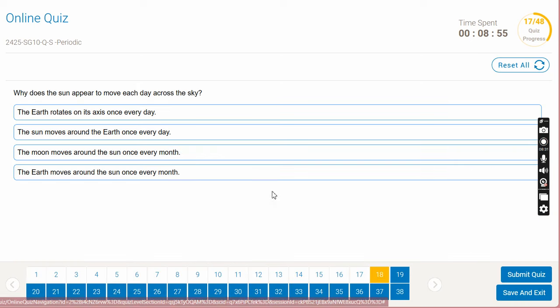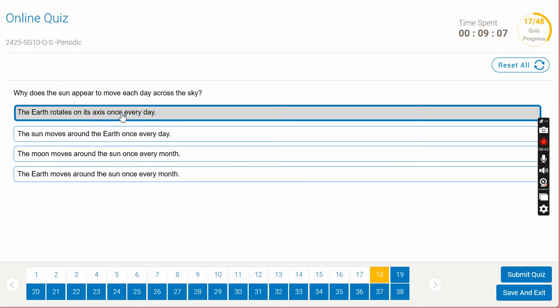Why does the sun appear to move each day across the sky? Now remember, the Earth is moving around the sun. The sun is not moving around the Earth. So why does this happen? Because the Earth is rotating on its axis every day. So whenever you see the sun moving, it's actually the Earth's rotation on its axis. That's why. Not because of the rotation of Earth around the sun.